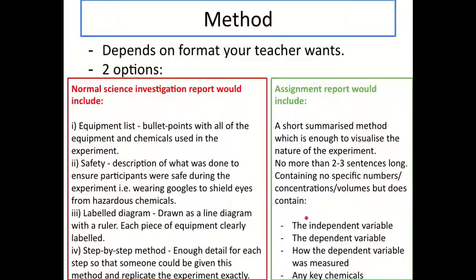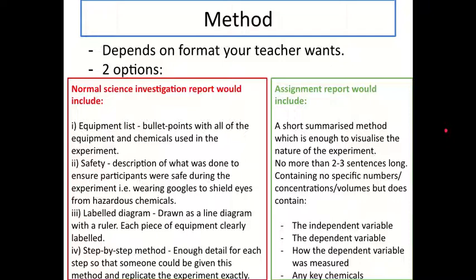So now we're going to move on and look at the method. Now there's 2 formats for the method, and you'll need to check with your teacher which one they prefer. The first option on the left-hand side is the normal generic one, and that would be used for most science investigation write-ups. The one on the right is what's expected in the National 5 and Higher Biology assignments, so maybe something your teacher wants you to practice for these assessments.